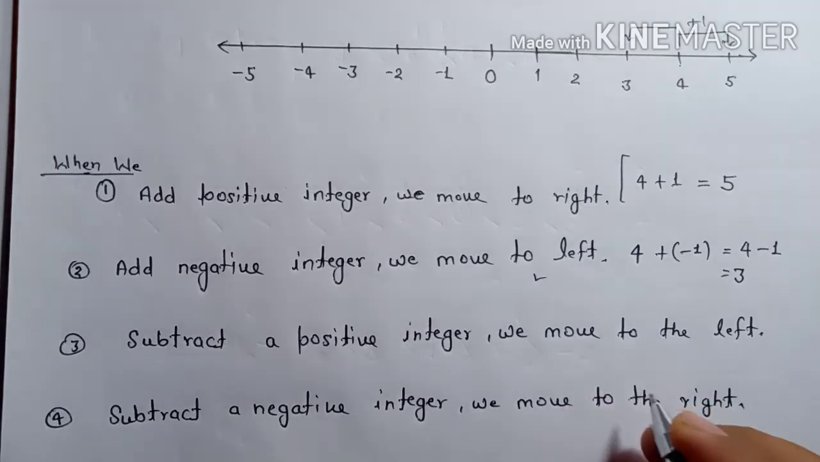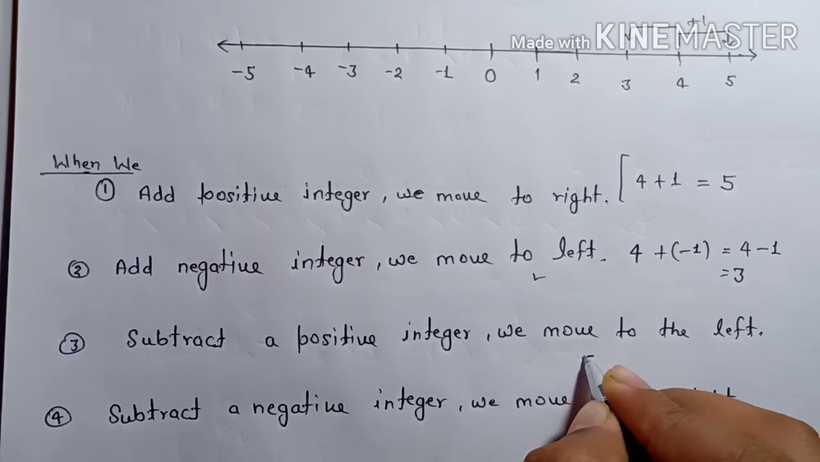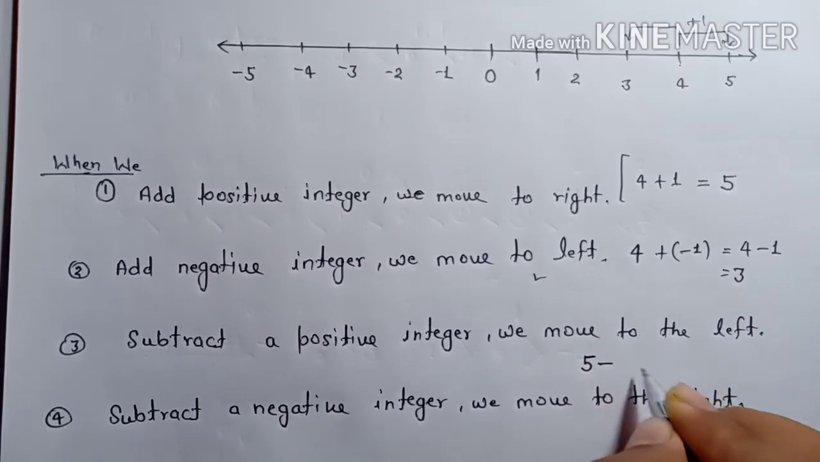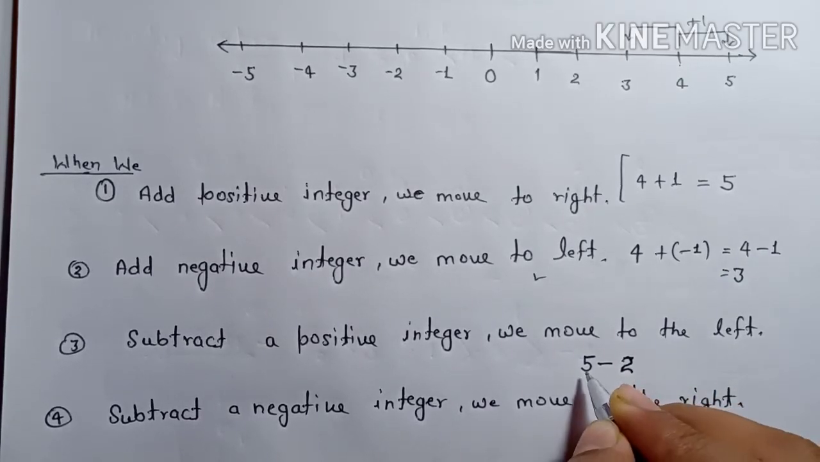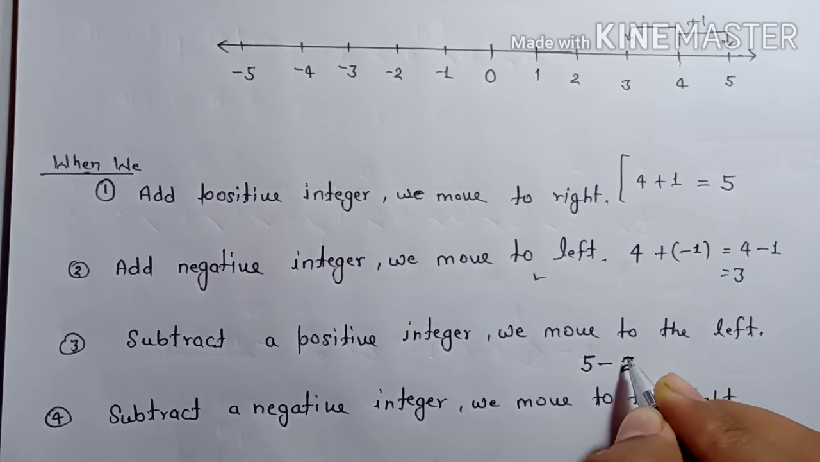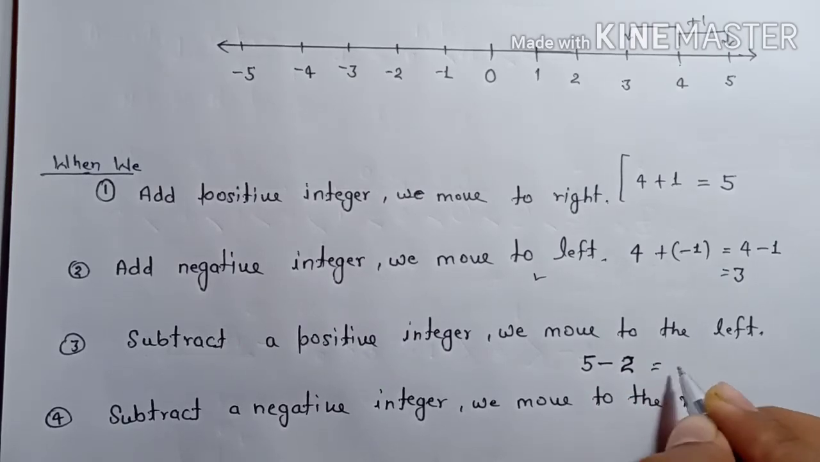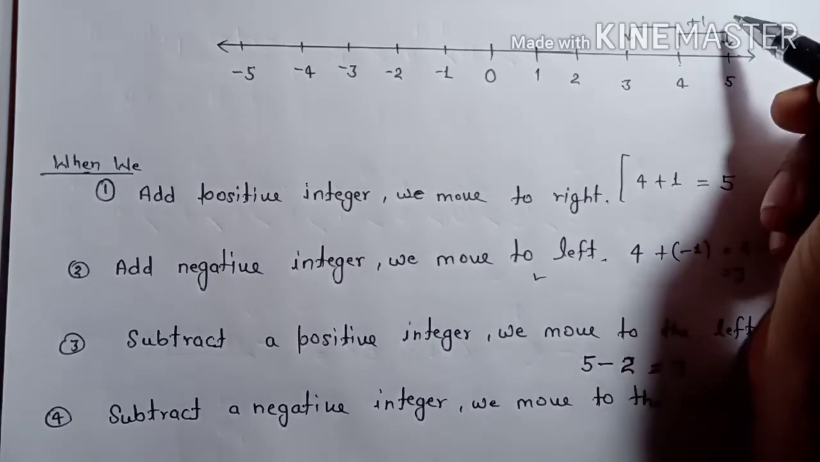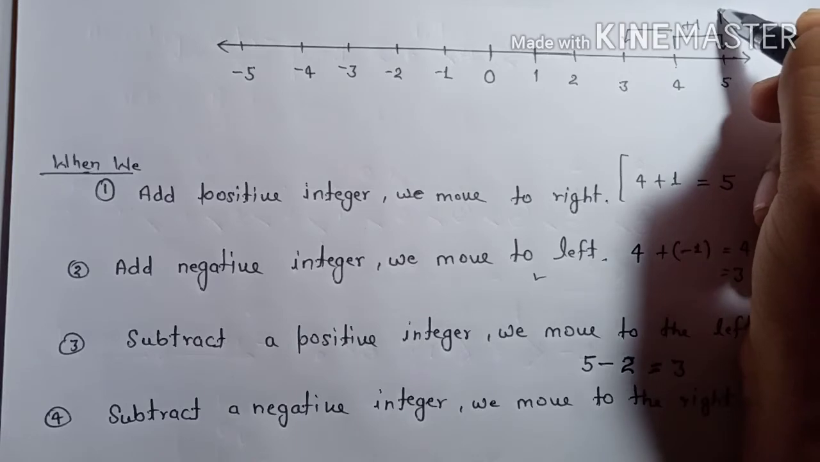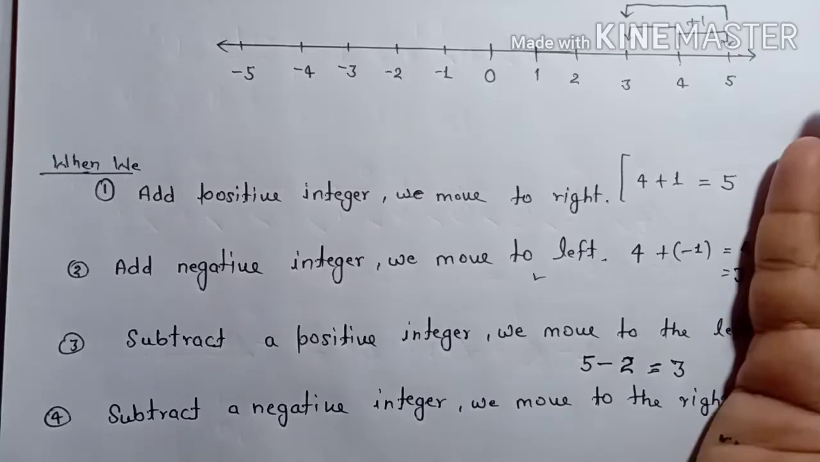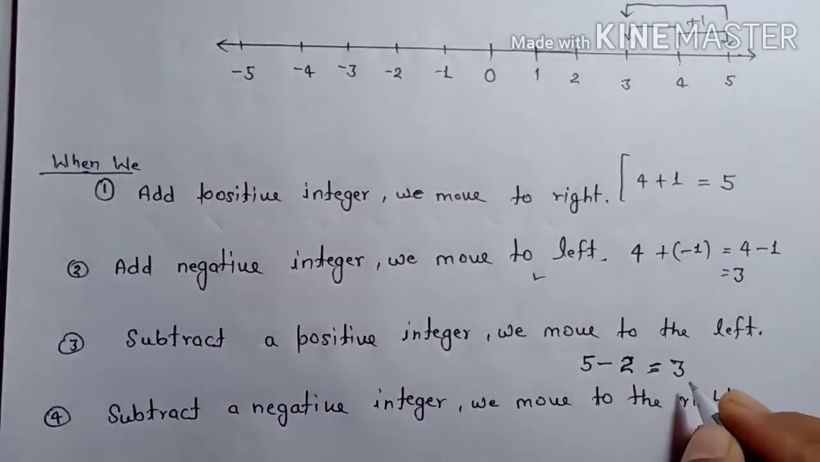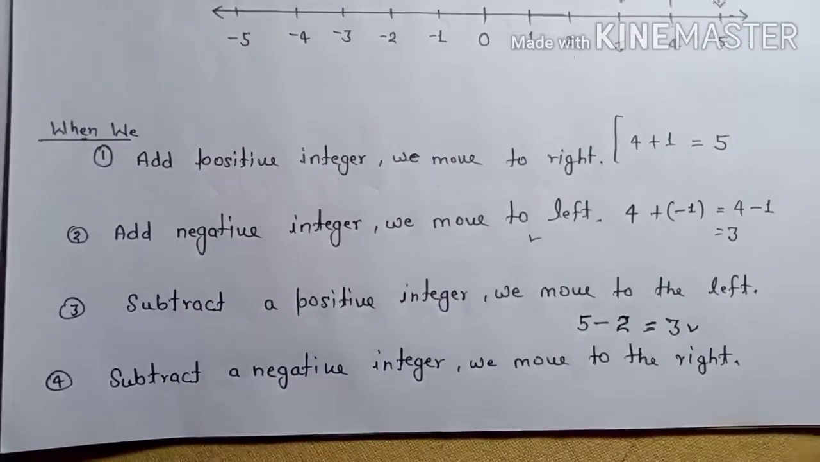When you subtract a positive integer, when you subtract 2 from 5, you subtracted a positive integer 2 from 5, the answer is 3 here. In this case, what we did, we subtracted 2 from 5 and the answer is 3. So you can see that we move to the left side. So this is also correct.